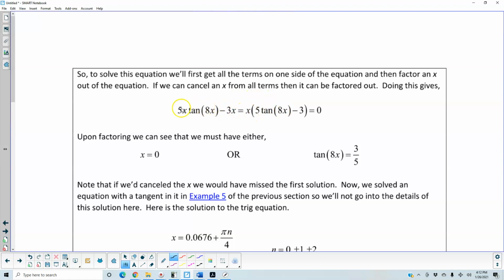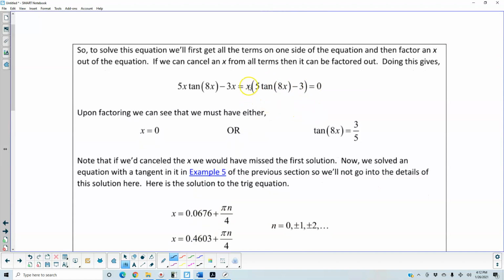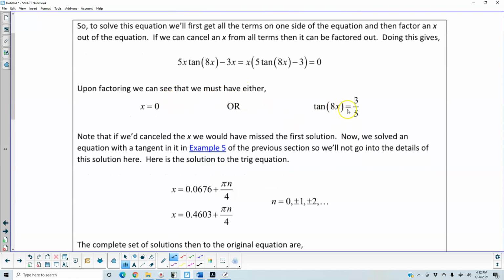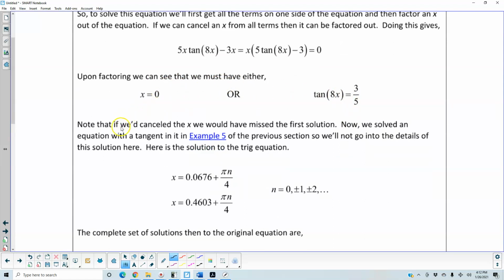And now, since both of these terms have an x involved, we can factor out an x. So we have x times 5 times the tangent of 8x minus 3, which is equal to 0. So now we can set this x equal to 0, and we can set tangent of 8x equal to 3/5, because we add 3 to both sides and then divide by 5. So now we have these two scenarios. Now note that if we cancel the x, we would have missed the first solution.